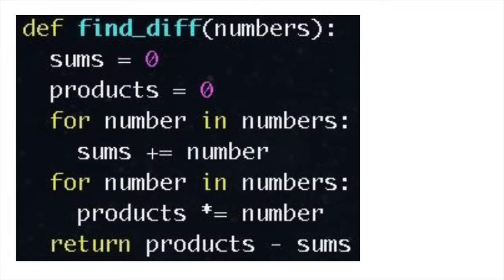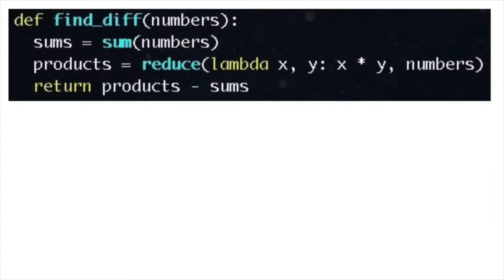Do you see it? Pause the video if you'd like to look. 0 times anything is 0, so if we want the product of all these numbers, product should start at 1. In any case, this doesn't change if we clean up the code. Take a look at this version.